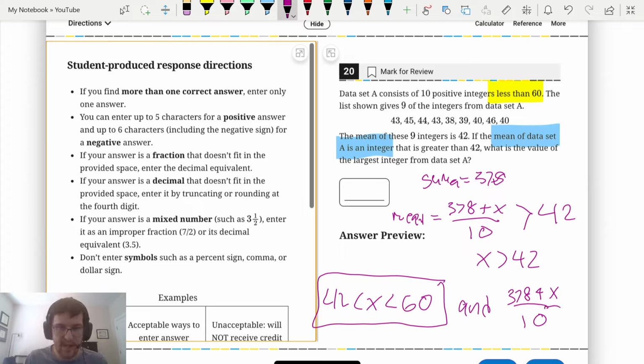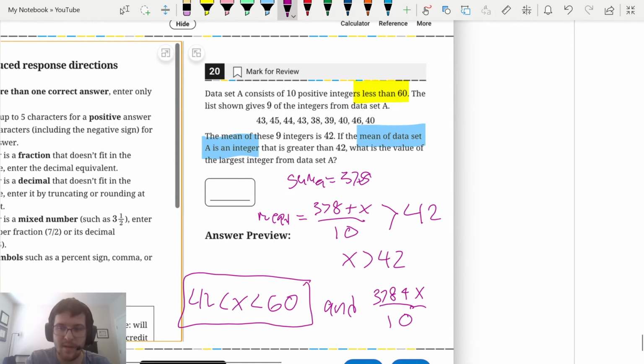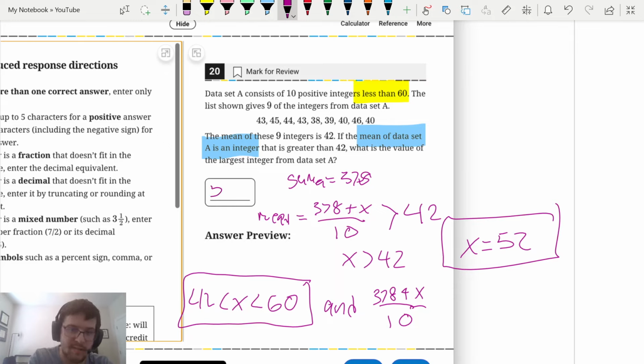So 42 doesn't count and 60 doesn't count because it doesn't say equal to. So you start with 43 and you can just keep guessing and checking until you get a whole number for the mean. Hopefully you're seeing, oh, 378. For it to be divisible by 10, it has to end in 0. So x must end in 2. So the only number that ends in 2 between 42 and 60 is 52. So x must be 52. And that is the answer.